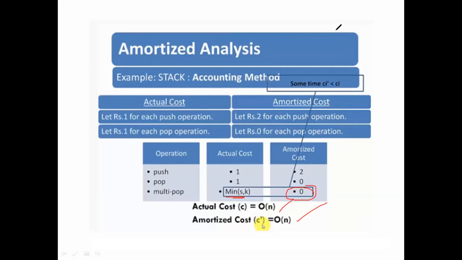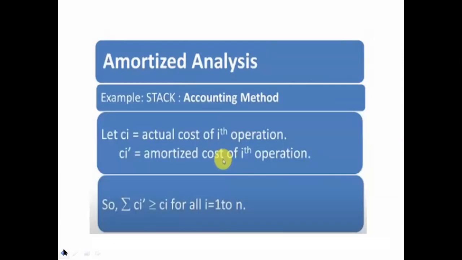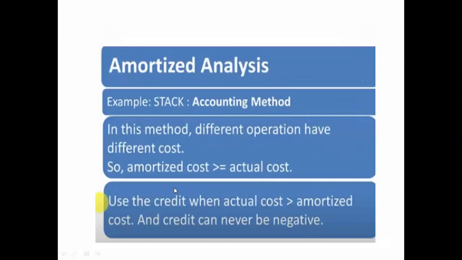Okay, understand? So I already told you, here I am just repeating once again. The formula is: the actual cost. Here the amortized cost is greater than the actual cost, and the difference is stored as a credit with an object in the data structure. I already stored a credit.